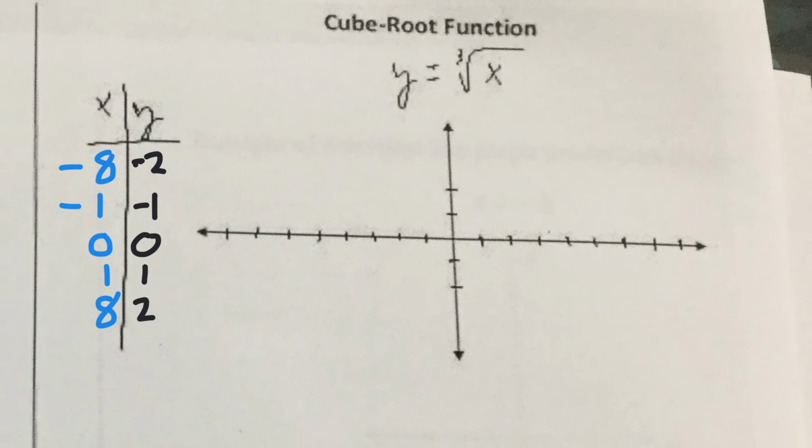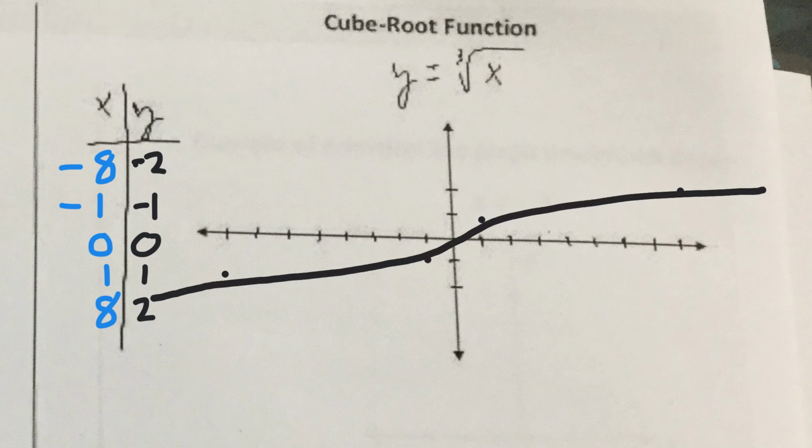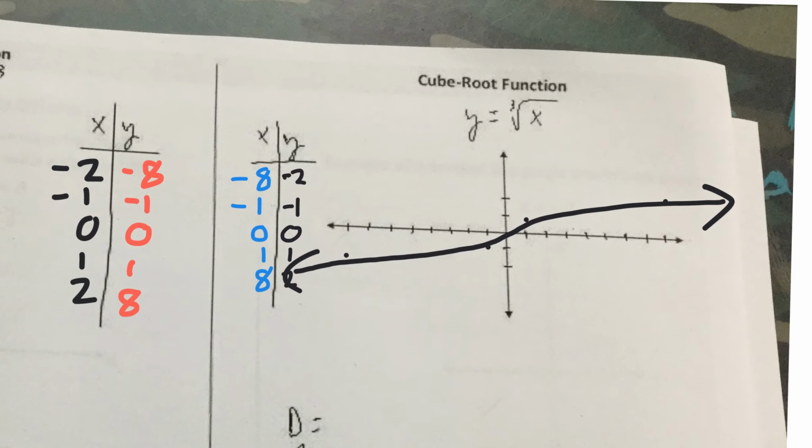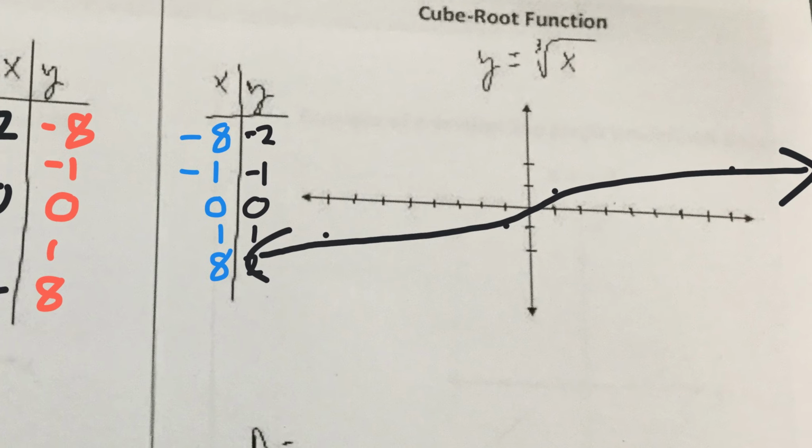And now we graph that. So I go to -8, -2, plot a point. Then -1, -1, 0, 0, 1, 1, and then 8, 2. And so my cube root function looks like this.